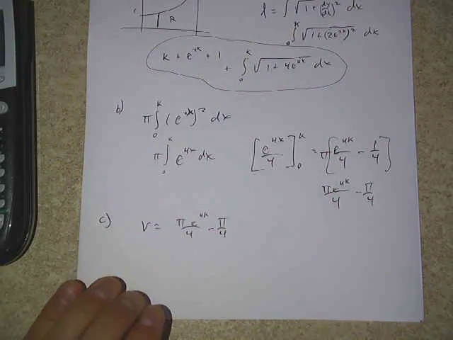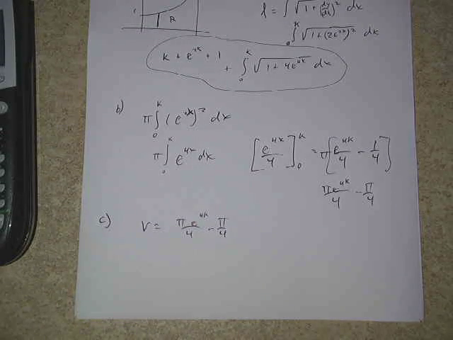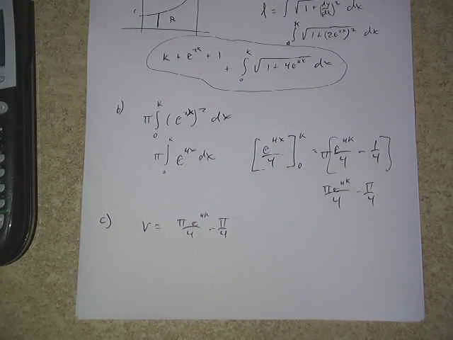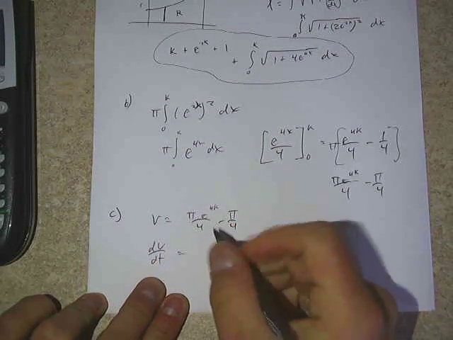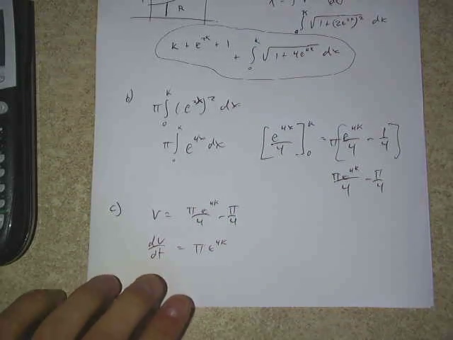So keep in mind that we know that v is equal to pi e to the 4k over 4 minus pi over 4. Remember, that's what we found. We found v here. We found the volume of this solid. Okay, this volume is going to change as k changes. If I have a k of 1, it's going to be something. If I have a k of 5, it's going to be something else. The volume is changing with k, it says. And ultimately, how are we going to introduce these dv dt's and dk dt's? We'll just differentiate with respect to time.